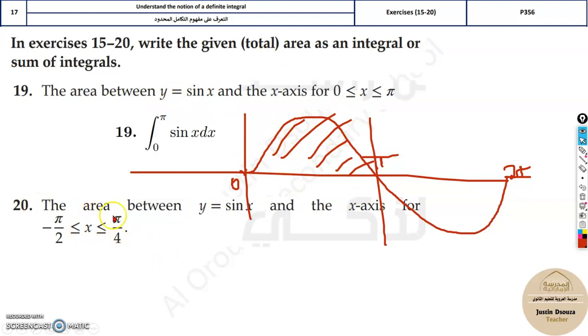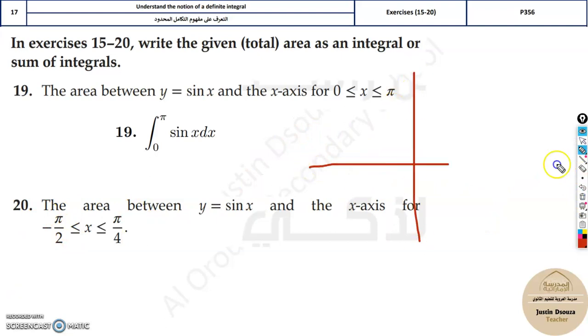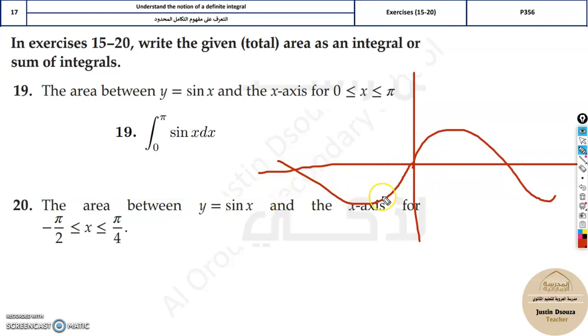Now let's see the area between sine x and the x-axis for these intervals. Let's be a little careful. Let me draw it like this, just for understanding. If you recall properly, minus pi by 2 is somewhere over here. This is minus pi, this is minus pi by 2, half of it, and this is pi by 2 positive, so somewhere over here will be pi by 4. So you need the area from here to here.